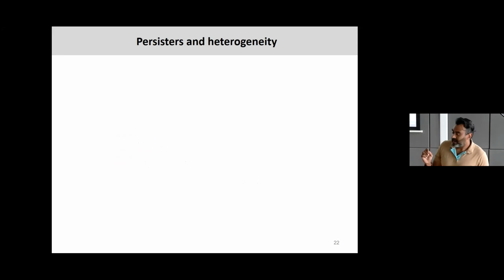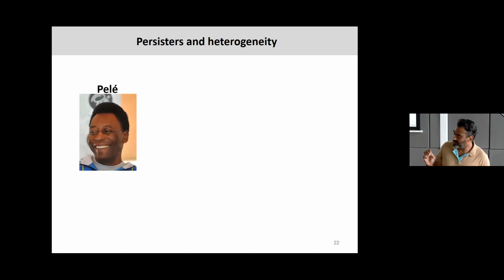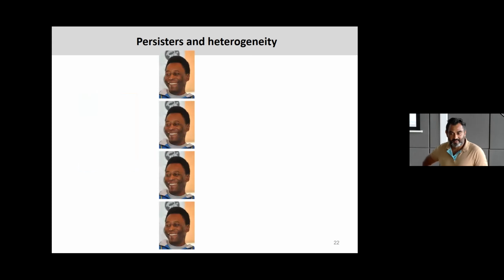I want to illustrate this using a well-known soccer icon. I'm sure everyone knows who Pele is, right? You guys all know the soccer player? Pele? Yeah. So let's imagine that we don't have one Pele, we actually have 4 of them. I'm sure this would have been a wonderful world to live in if you're a soccer fan. So we had 4 Peles. They're all genetically identical to each other. They were all born from the same mom, exactly genetically identical.